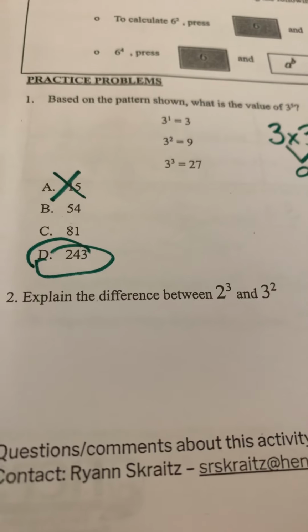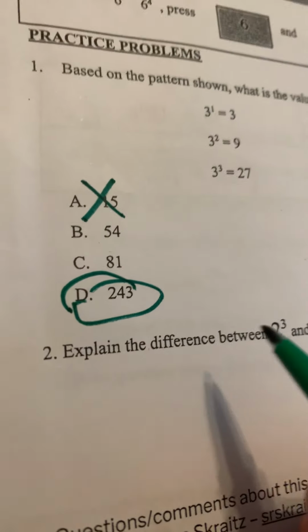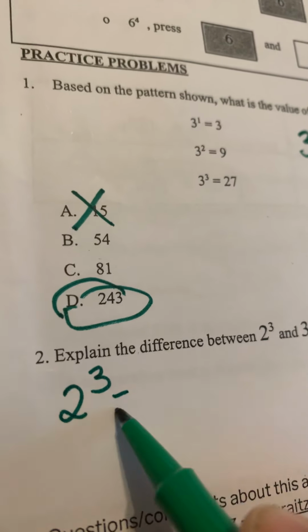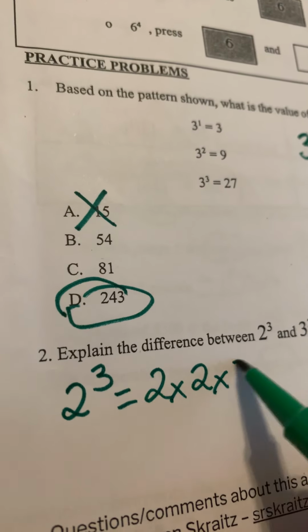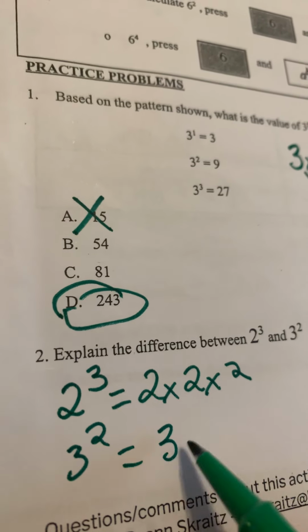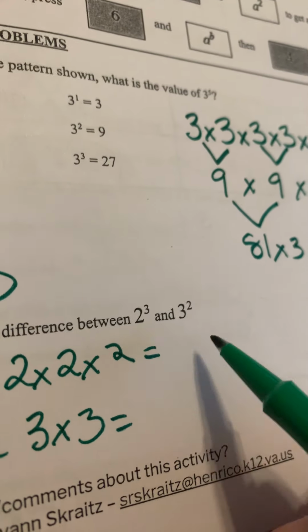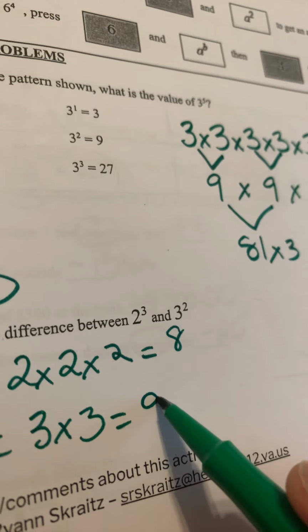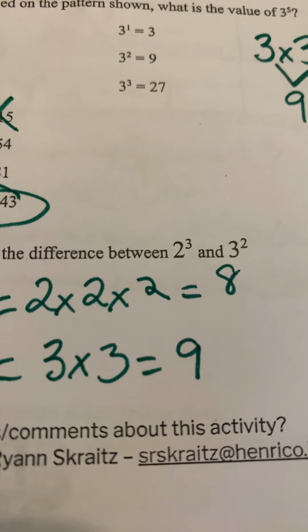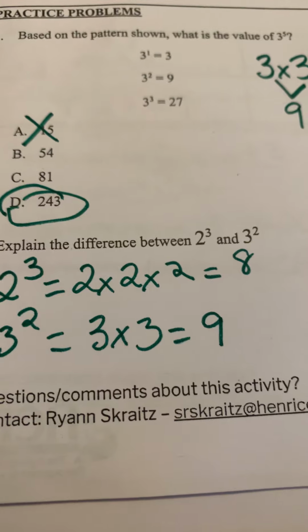All right, number 2, explain the difference between 2 to the 3rd power and 3 to the 2nd power. Well, the main way to show the difference is if I write this out, 2 to the 3rd power, that's 2 times 2 times 2. 3 to the 2nd power, that's just 3 times 3. Well, 2 times 2 is 4. 4 times 2 is 8. 3 times 3 is 9. Okay? If you want to put that in words, that's fine. Or if you want to just show exactly like I just did, that is also fine. Okay?